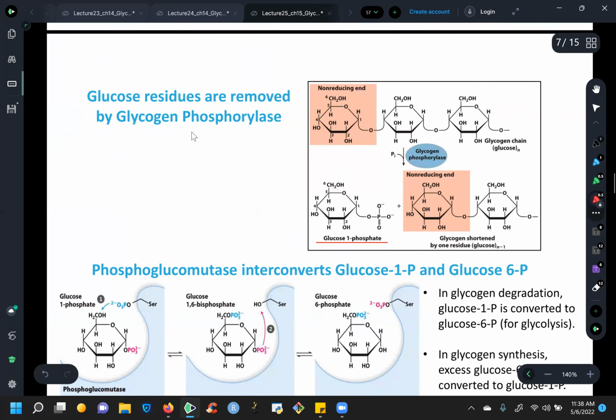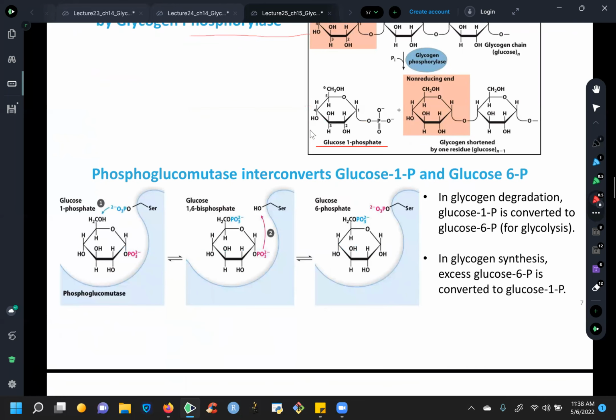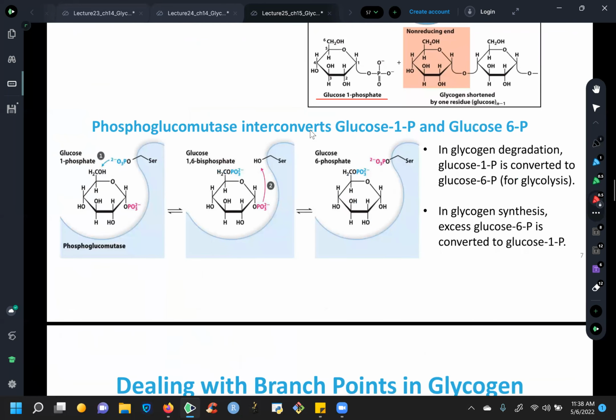So glucose residues are removed by glycogen phosphorylases. Yeah, glycogen phosphorylase is the enzyme that removes the glucose monomers from glycogen. Phosphoglucomutase interconverts glucose 1-phosphate and glucose 6-phosphate. So that's pretty cool. This enzyme can just go in and transfer the phosphate from carbon 6 to carbon 1, or vice versa.